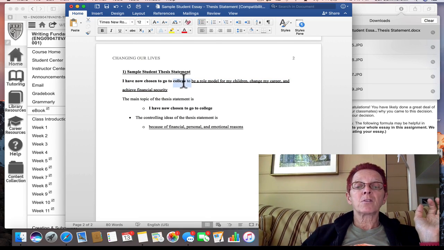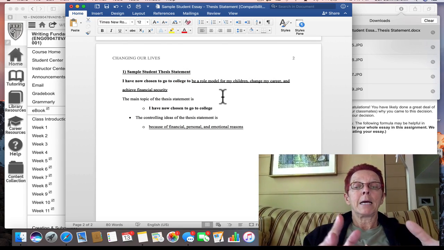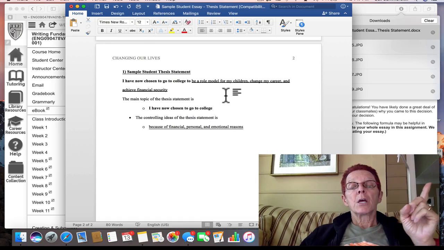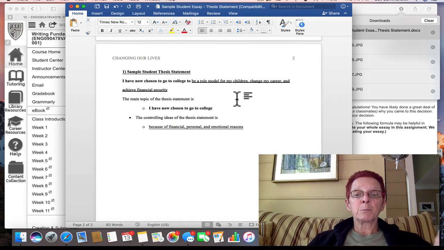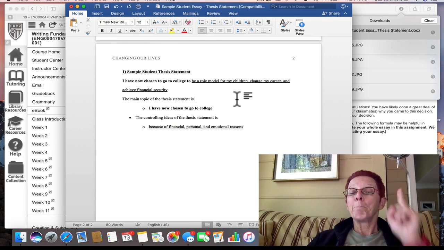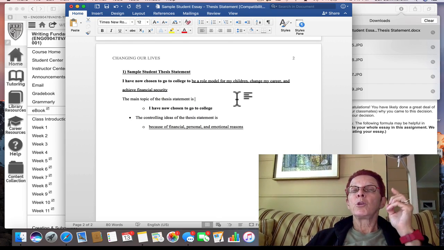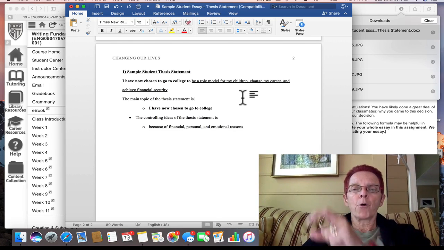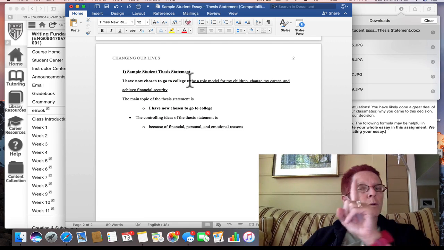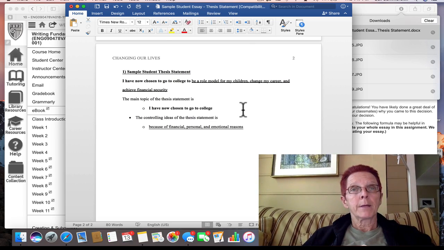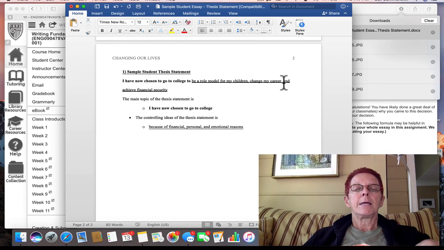And then this part has to be bold, the 2, because 2 is part of the main idea. Now, notice I've talked to you in the announcement about parallel structure. To what? Be a role model, change my career, and achieve. So your verbs are in the same parallel form. Notice 2 is here once, only one time. You don't need to say it over. And you need role model for my children, comma, change my career, comma, and achieve financial security, period. Okay? And then you break it down here.